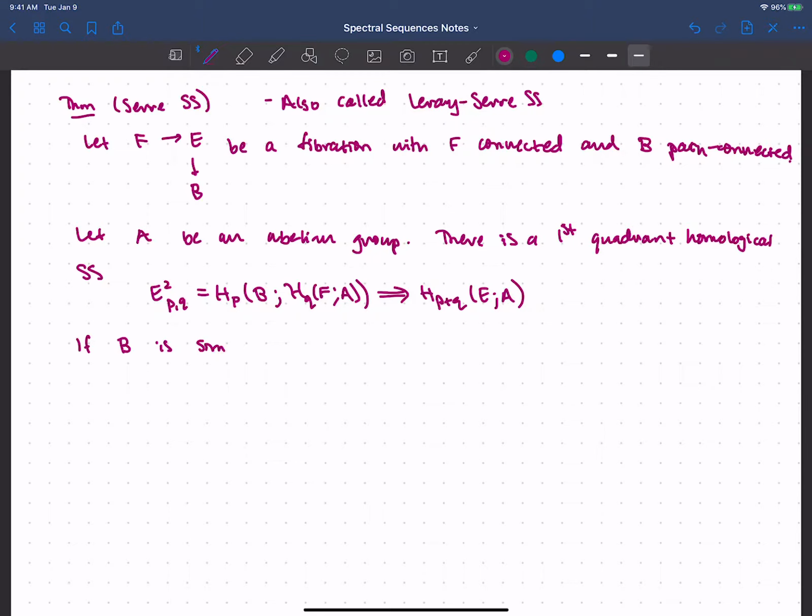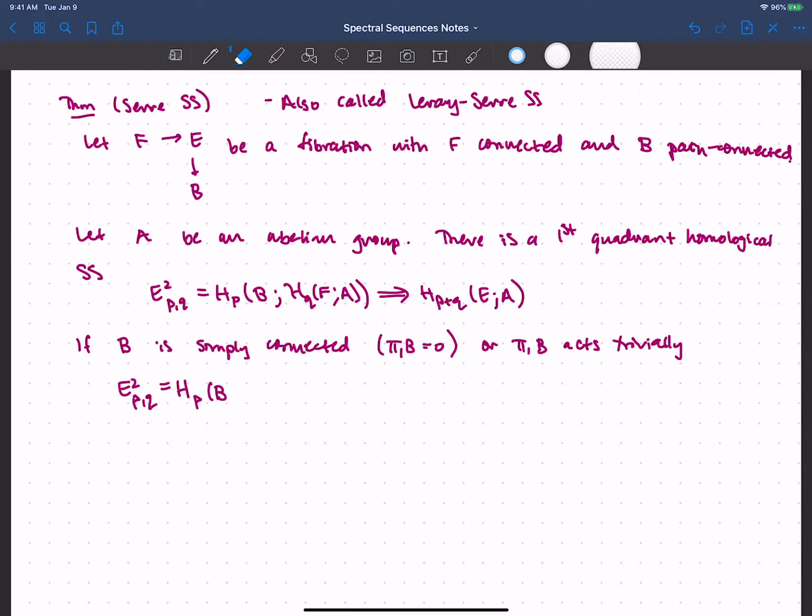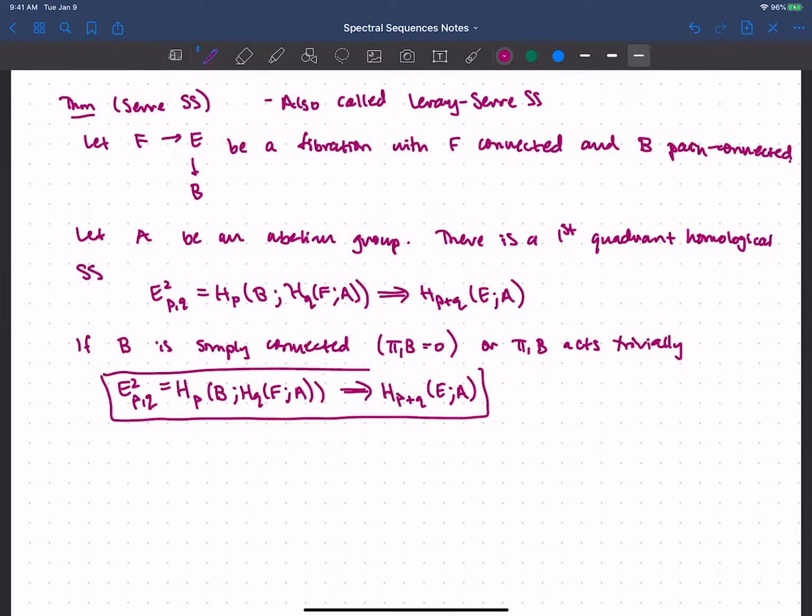So if B is simply connected, which just means that pi1 is 0, or maybe even more generally, maybe pi1 is something interesting, but if it acts trivially on the homology, then the form that we usually see for the Serre spectral sequence, and is more commonly used, except in group homology, is that we have the E2 page is the homology of the base with coefficients in the homology of the fiber, and then maybe in some abelian group A. And this cooks up for us an approximation of the homology of E. Okay, and so this is sort of what you more commonly see, but technically we do sometimes have to deal with local coefficients in this setting.